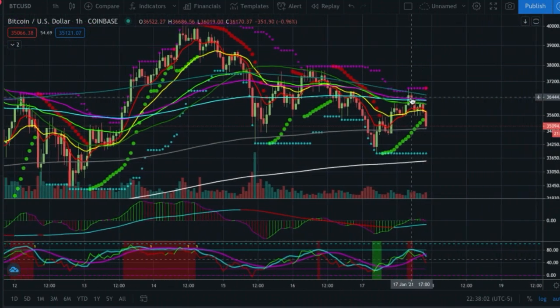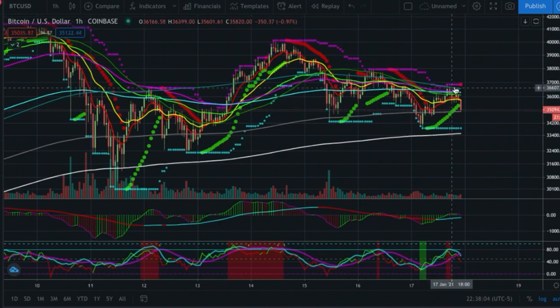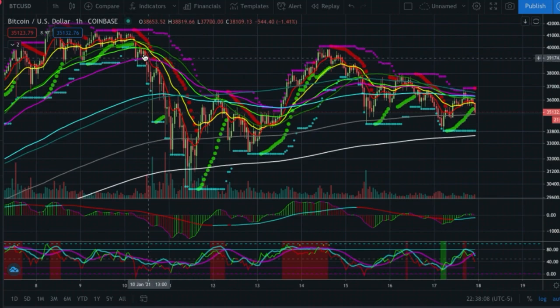But what we're paying attention to now is we were unable to get above the 200 simple moving average and 200 exponential moving average. So once we sold down below them back here at 36,000, we told you we're not going to be able to get bullish in these markets on a short time frame until we're back above them. And even then we have to be skeptical.